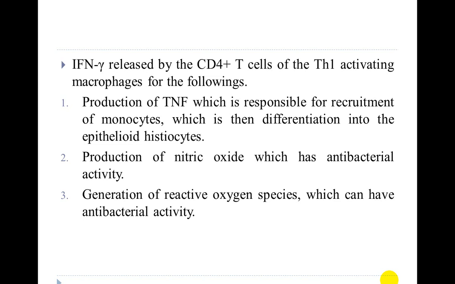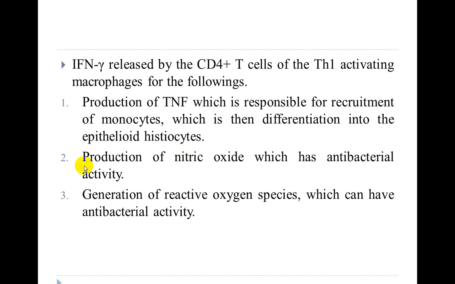بالليمفوسايتس to be differentiated into T helper 1. T helper 1 will start to produce interferon gamma. Interferon gamma will activate the macrophages for the following. First, the production of TNF-alpha, which is responsible for recruitment of more monocytes to the site of the war, which is then differentiated into epithelioid cells الهيستيوسايت.